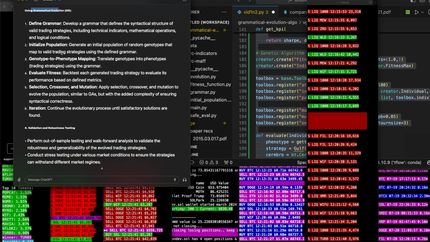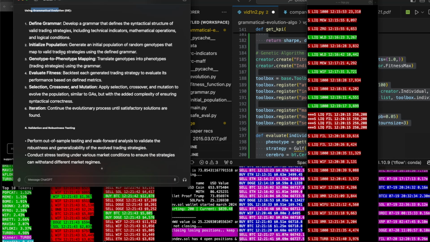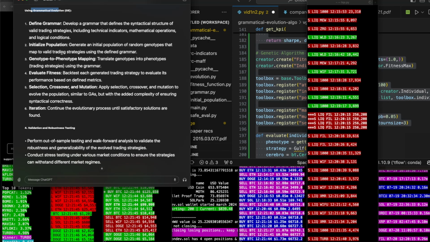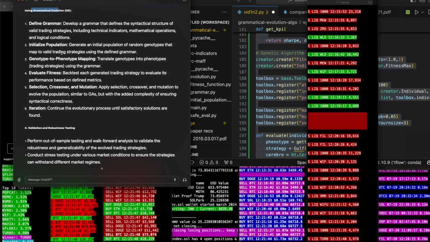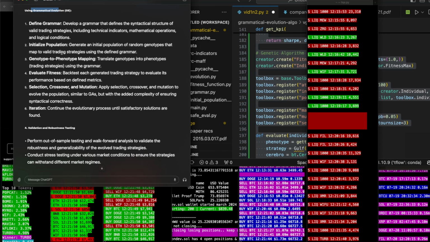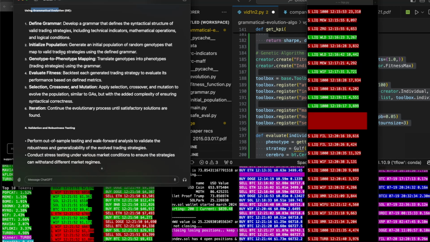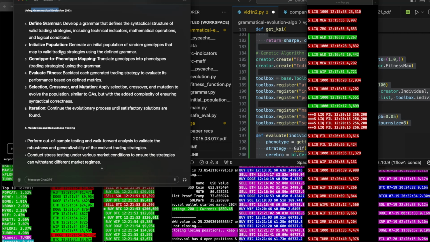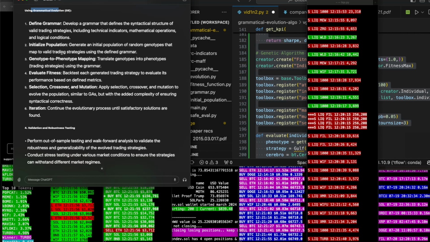Selection, crossover, and mutation. Apply selection, crossover, and mutation to evolve the population similar to GAs, but with the added complexity of ensuring syntactical correctness. Continue the evolution process until satisfactory solutions are found.